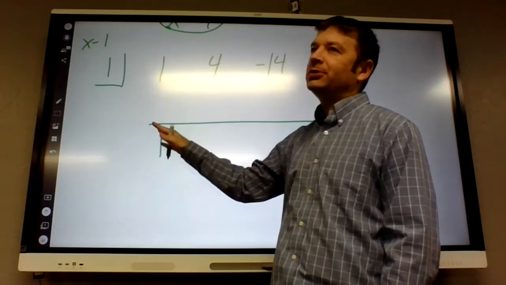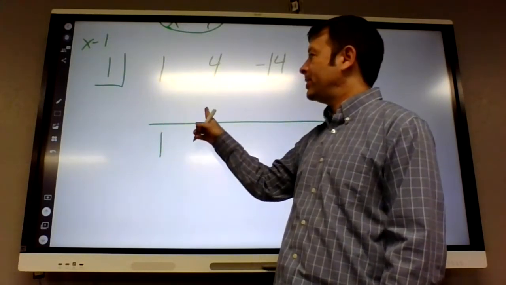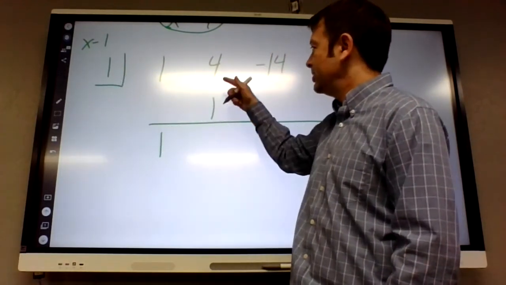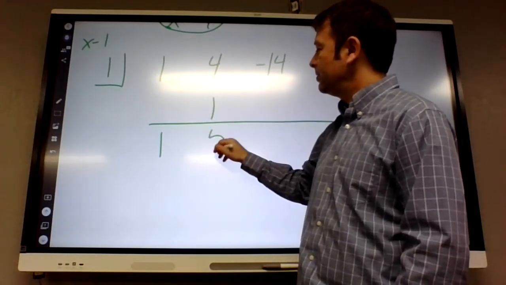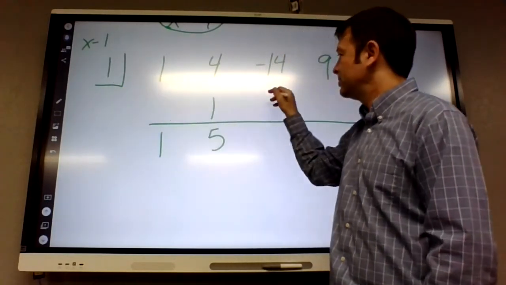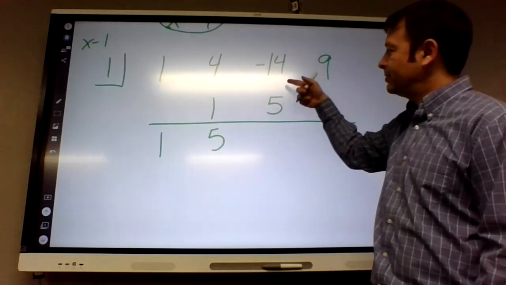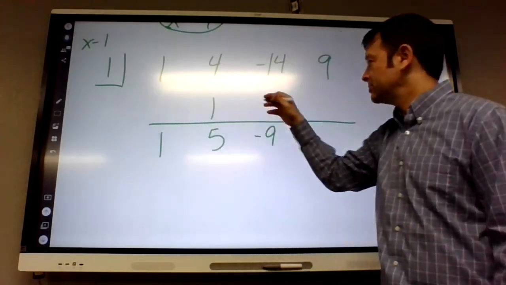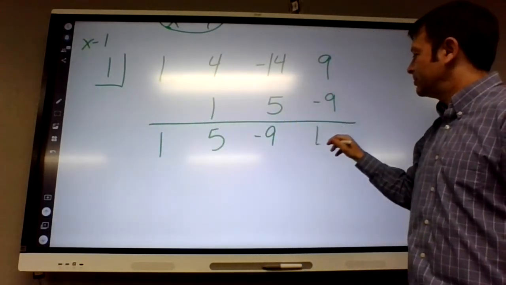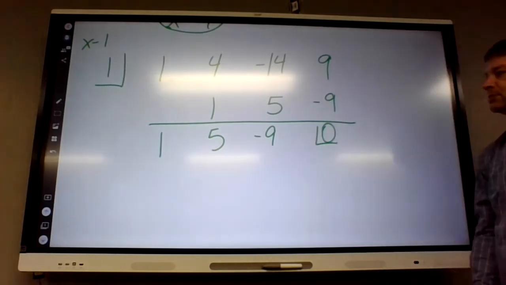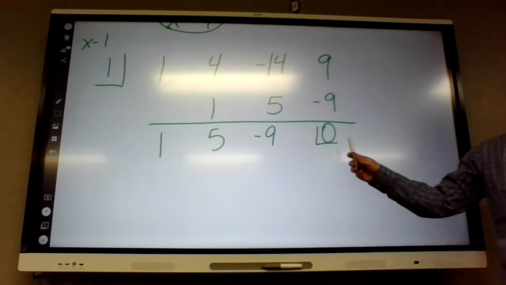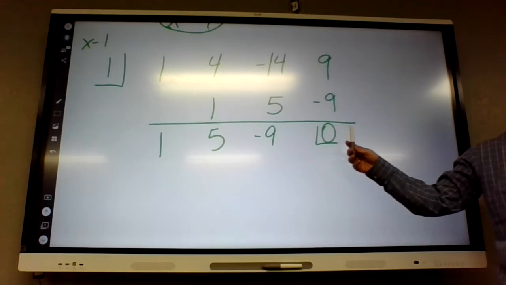There's nothing to add 1 to, so it just stays 1. But then multiply it. What do we multiply it by? That thing. 1 times 1 is 1. Add down. 5 times 1. Add down. Negative 9. Multiply up. Negative 9. You get 0. Add down. I did 3 instead of 5. Okay, that's not the problem. So the remainder is 0 again.